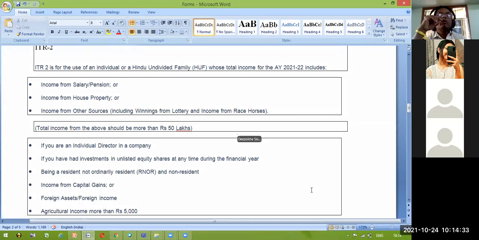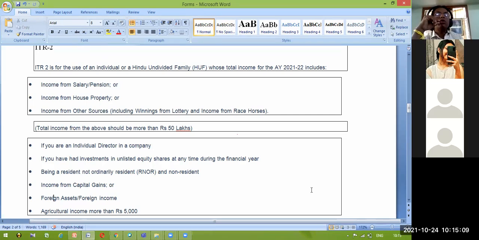Income from other sources, winning lottery and horse races, etc. See, in ITR 1, income from other sources was there, but income from other sources has got a long list. That list includes income from lottery and income from horse races, etc. If you are having income from other sources, including lottery, horse races, you cannot go to number 1. You have to come to number 2. I think it is clear to you.